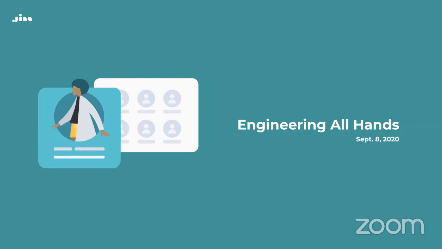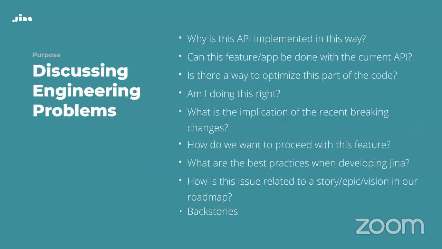Introduced, for example, in 0.5.0, right? So if there's something that you are not sure about, we can have this discussion here. And we can also discuss some very interesting backstories, like why this feature is implemented this way and why this API looks like this. So these are all welcome.